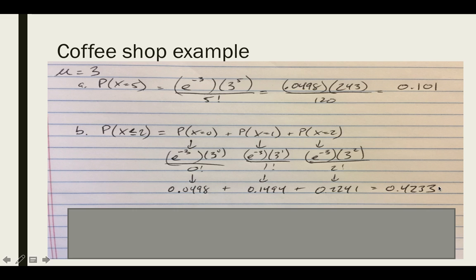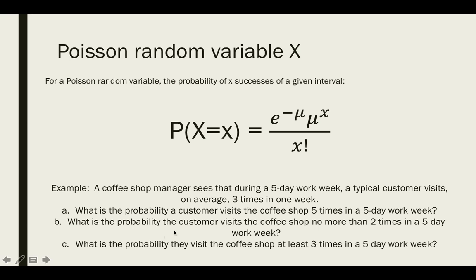So the likelihood that a customer, if they come in roughly 3 times a week on average, will come in at most twice that week is 0.42 or 42%, relatively high. Okay. Finally, the probability that they visit the coffee shop at least 3 times in a 5-day work week, well, this becomes a little bit trickier.